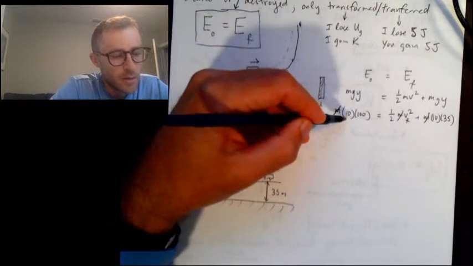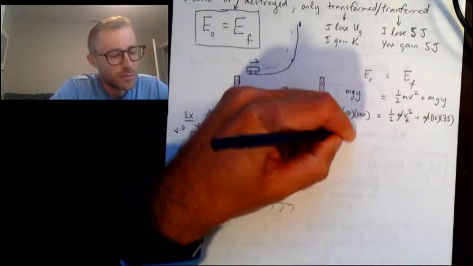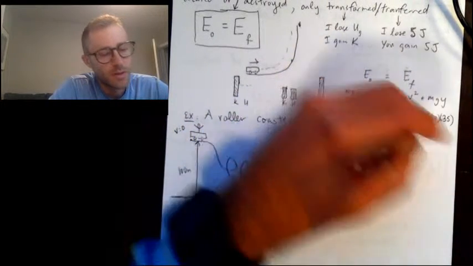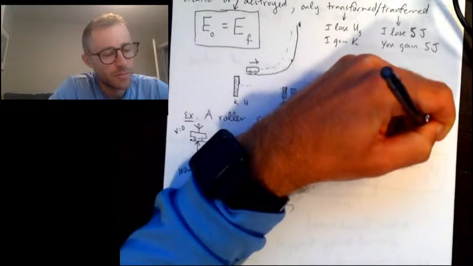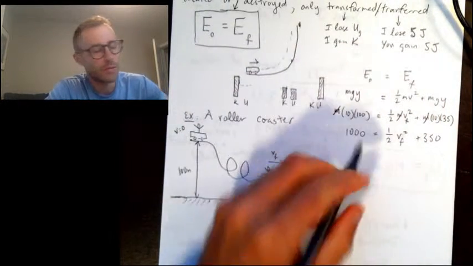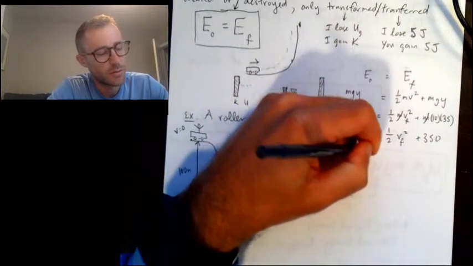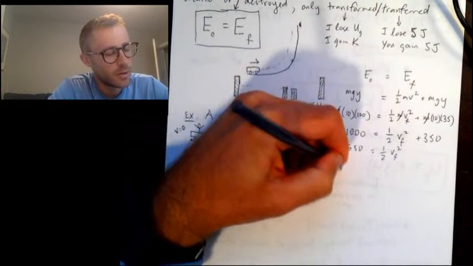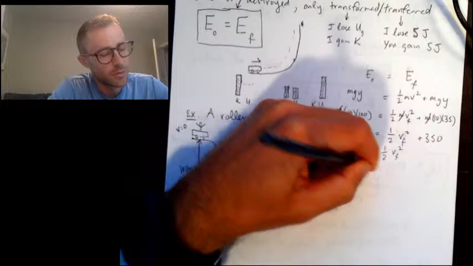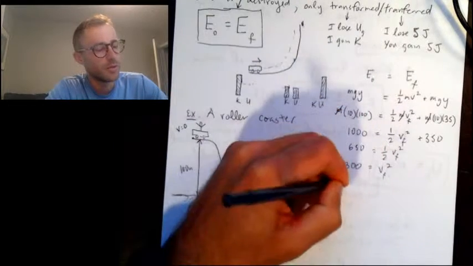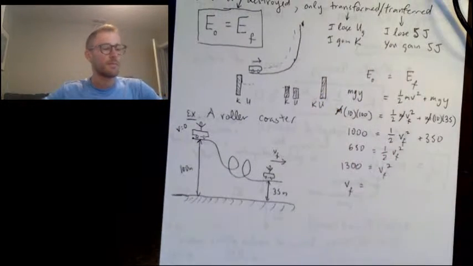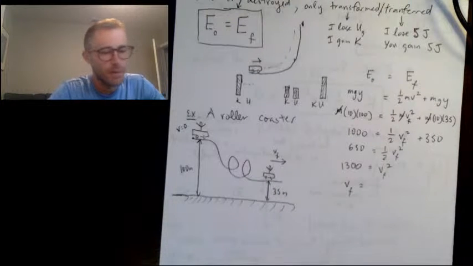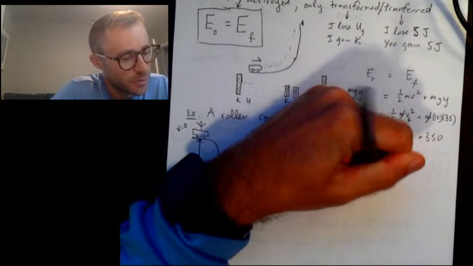10 times 100 is 1,000. 1/2 v final squared. 10 times 35 is 350. Subtract the 350 over to the other side. 650 equals 1/2 v final squared. Multiply both sides by 2. 1,300 equals v final squared. Take the square root. V final equals about 36 meters per second.